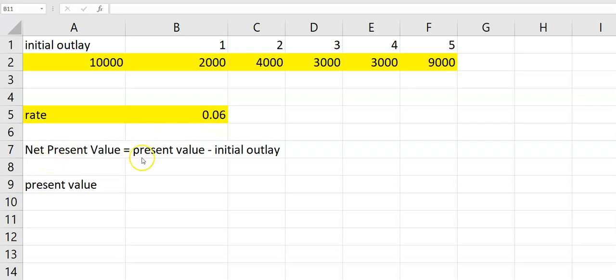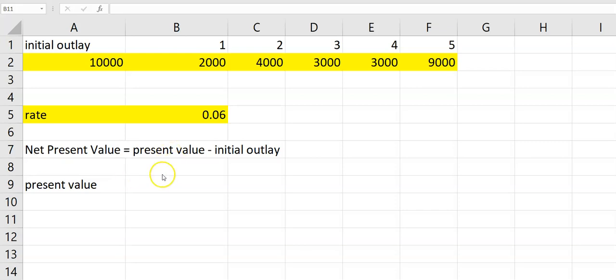Net present value is calculated, and this is so important. It's the present value minus the initial outlay. Always, always, always, when you hear net, subtract out the initial outlay. Remember, net means after you subtract something out. So anytime you're going to use net present value, subtract out the initial outlay.